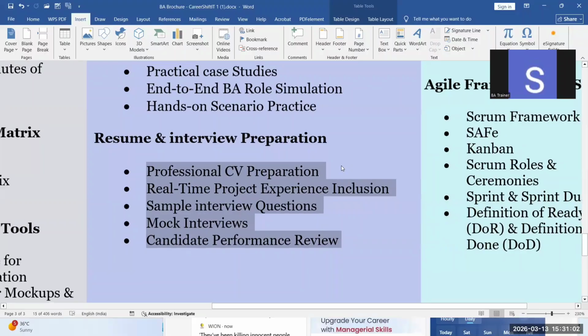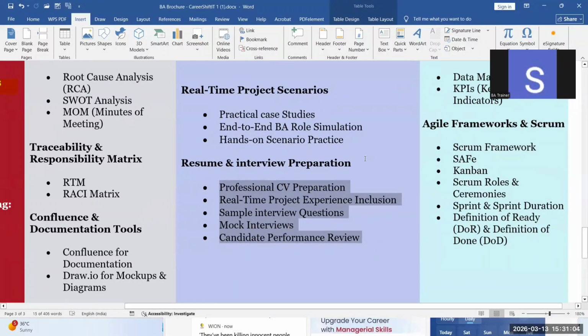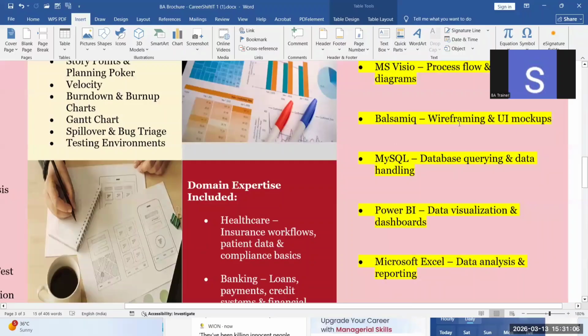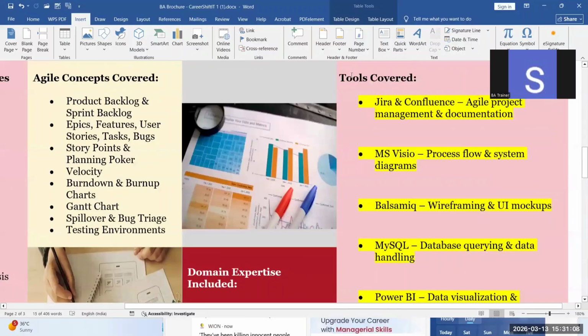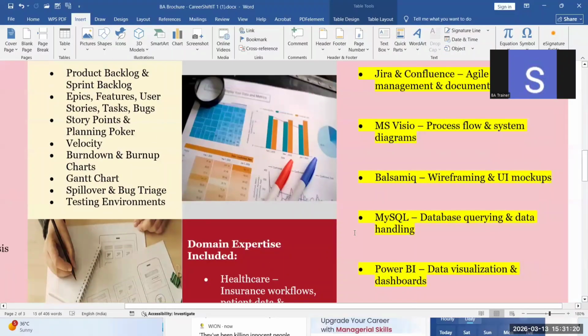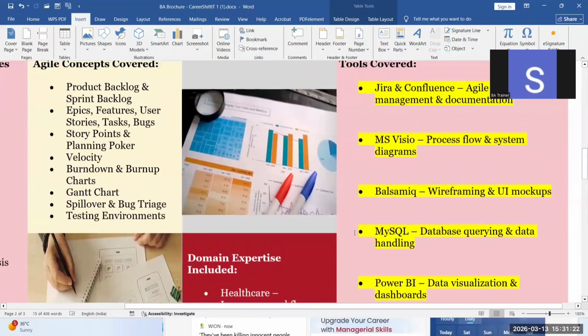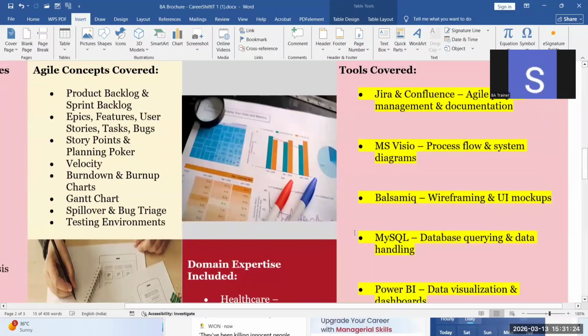Okay, so I have included various skill sets and tools in this crash course, considering that it is the skill set expected by recruiters and panel members. So considering that, I designed this brochure, so I hope you will be enrolling in this course.